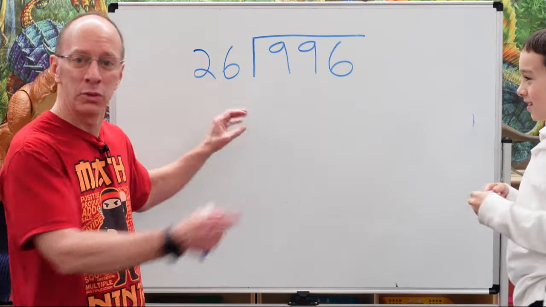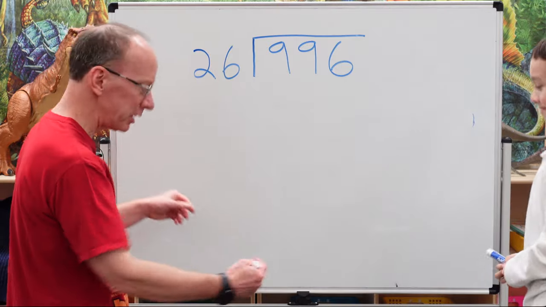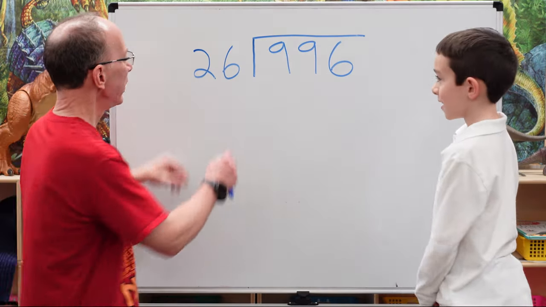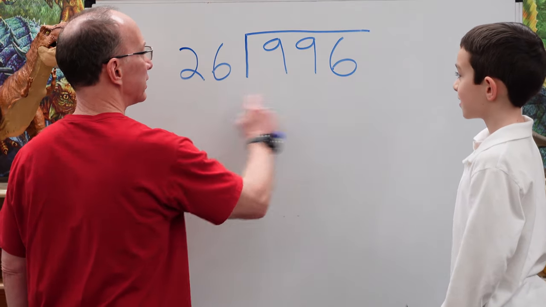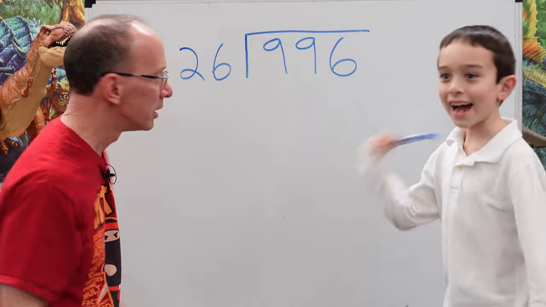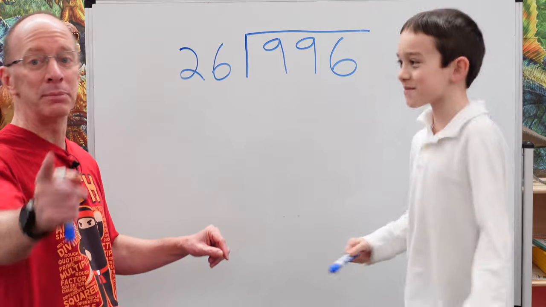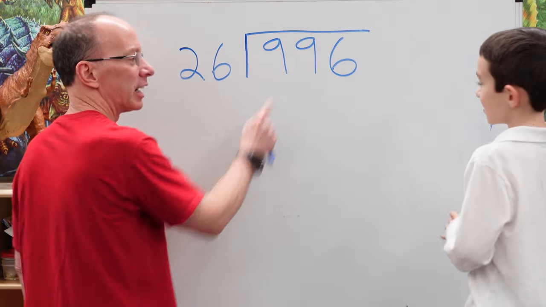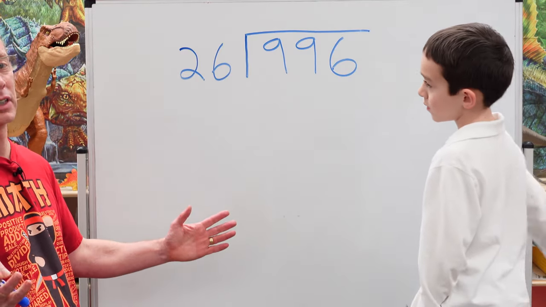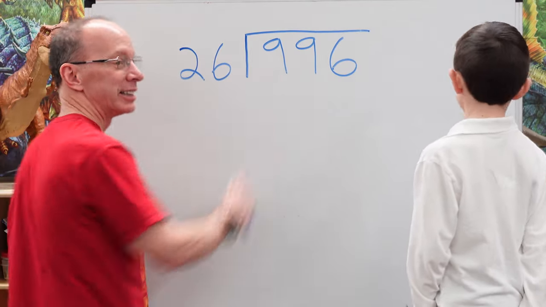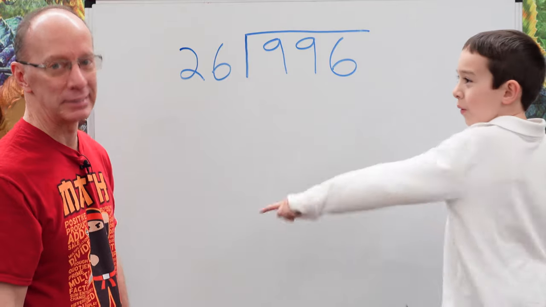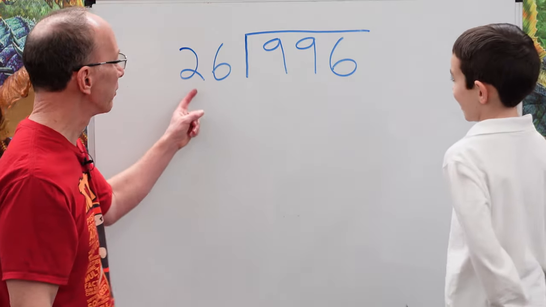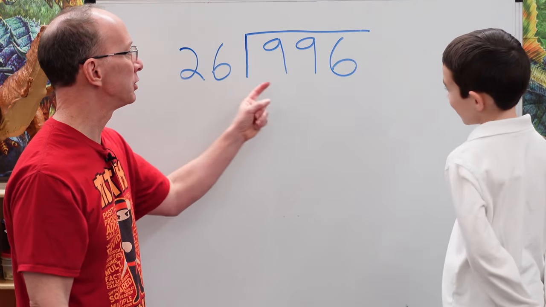Now, we're dealing with some big numbers here. Bring your chair in a little closer there, Lucas. We have to take 996 and divide it by 26. I was the one that made the problem. So right now I need to figure out, can I put 26 into 9? No. Cannot do it. Can I put 26 into 99? Yes, you can. So now I got to figure out how many times can I put 26 into 99?